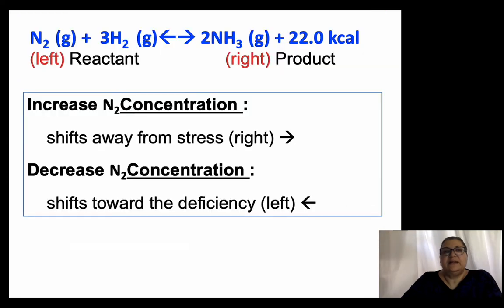All right, now the next one is concentration, increasing concentration. If you increase the concentration of any of these, it will shift to the other side. So it shifts away from stress. So if I increase NH3, it's going to go to the other side. If I decrease NH3, it's going to shift toward the deficiency to make up or to restore equilibrium. Okay?